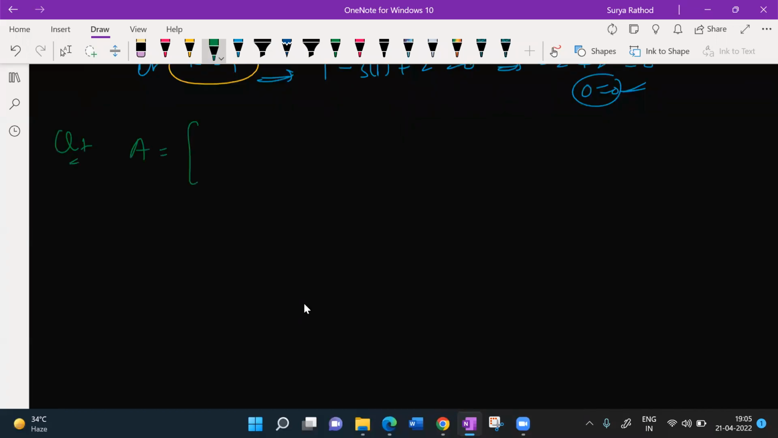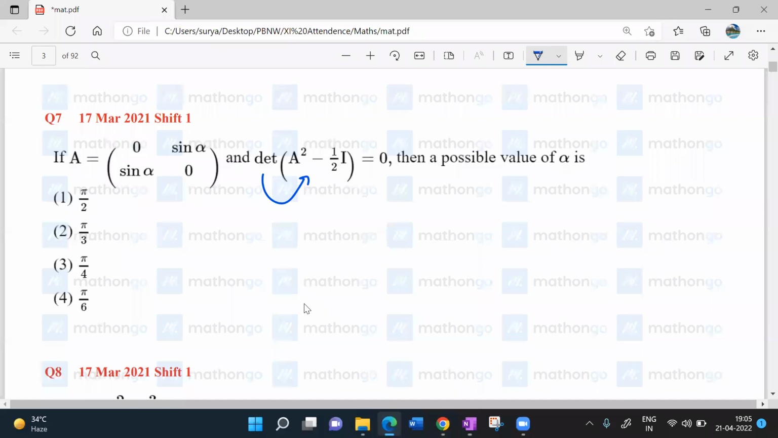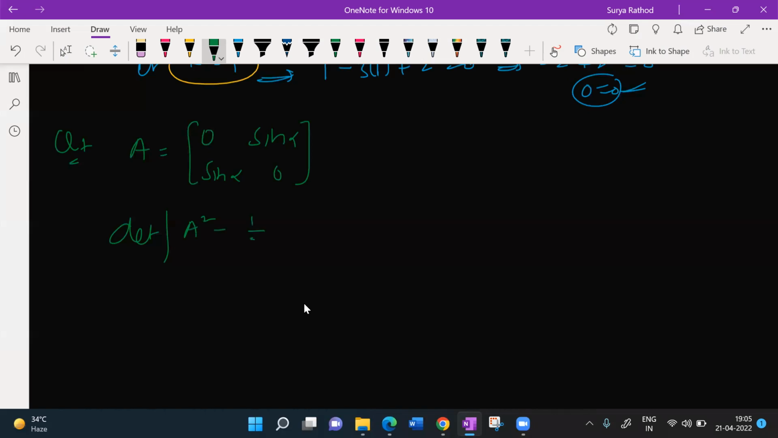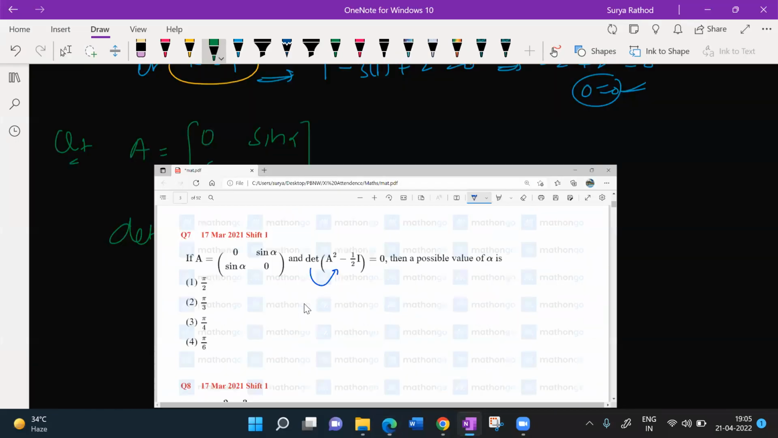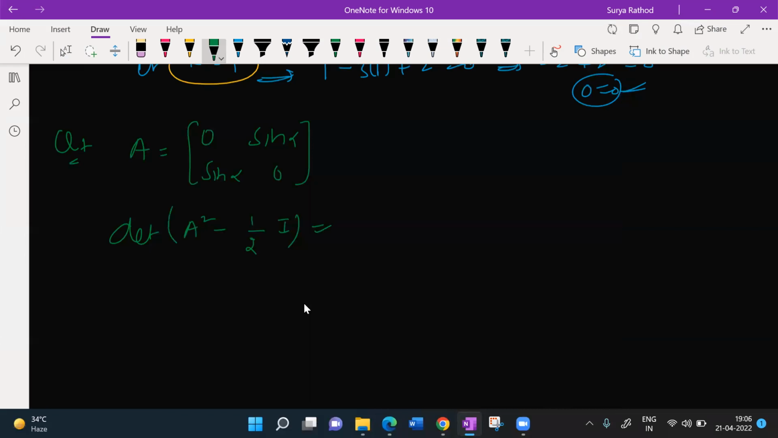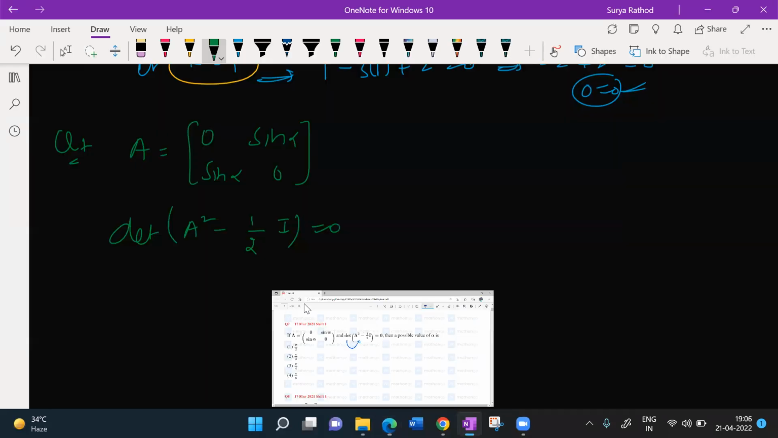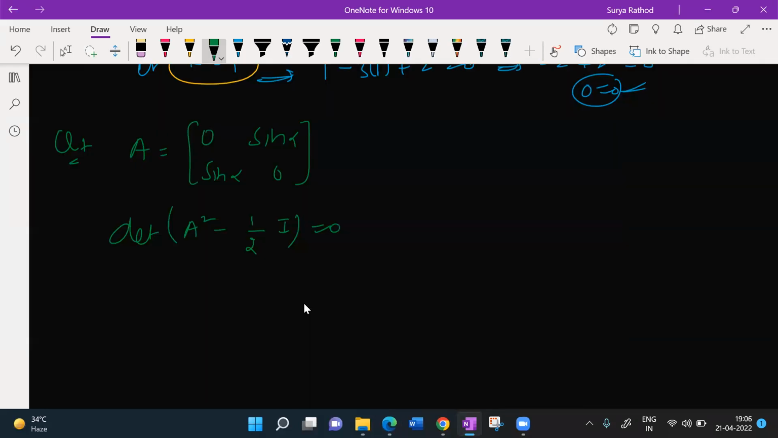Okay, let's write the question. A is equal to the matrix 0, sin alpha, 0, 0, and determinant of A square minus half of I is 0. What are the possible values of alpha? First of all, let's find out A square. What is A square? 0, sin alpha into 0, 0.